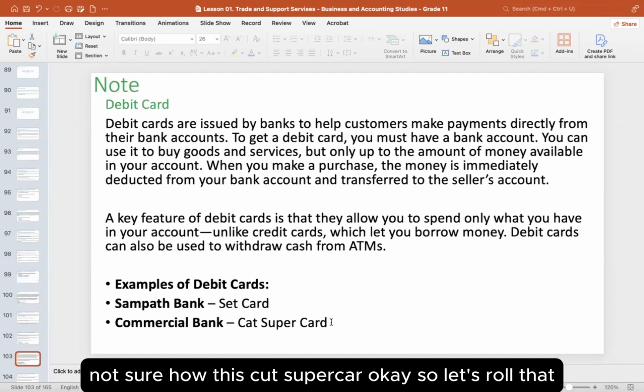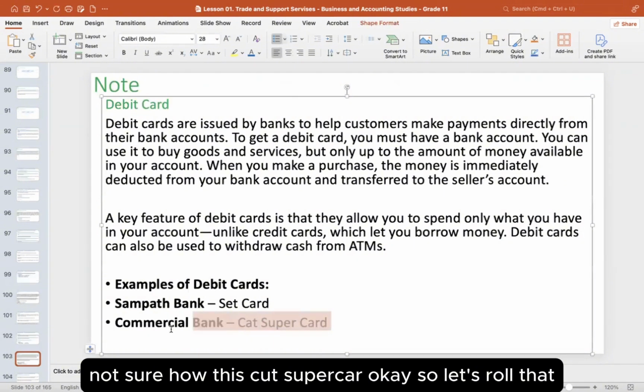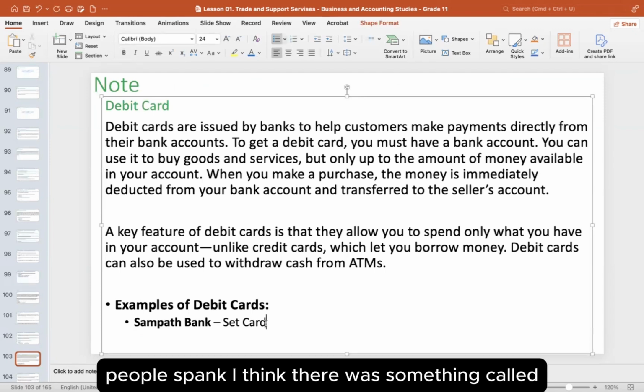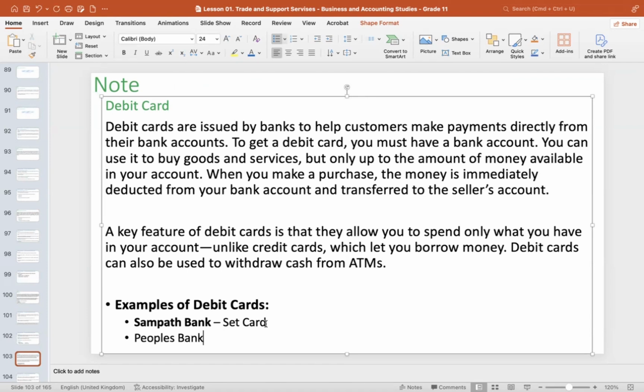I'm not sure about this Cat Super Card. Okay, so let's note that. People's Bank, I think there was something called Pet Card.